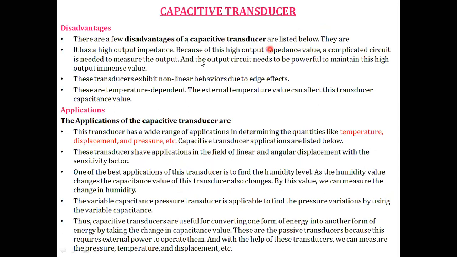The disadvantage of this transducer is high output impedance. Because of the high output impedance value, a complicated circuit is needed to measure the output. The output circuit needs to be powerful to maintain this high impedance value. These transducers exhibit non-linear behavior due to the edge effect.